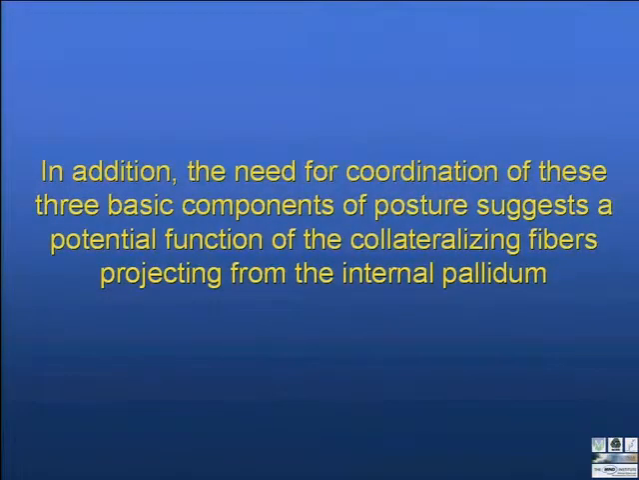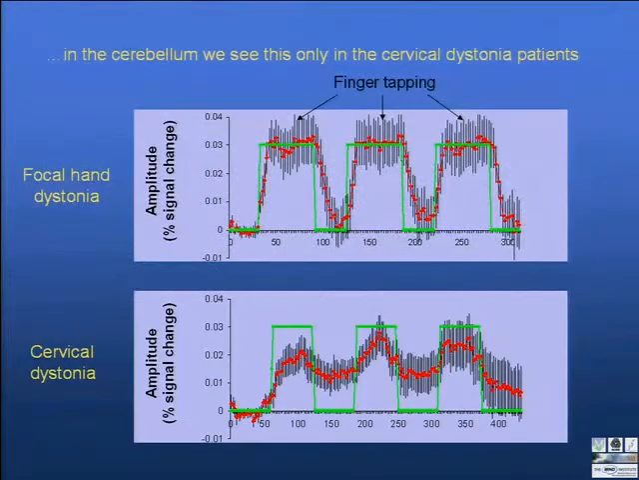So now I'm going to tie this back into those collateralizing fibers. We just talked about all these different types of postural subsystems, and I talked about the cerebellum and primary motor cortex. How do you coordinate all this?